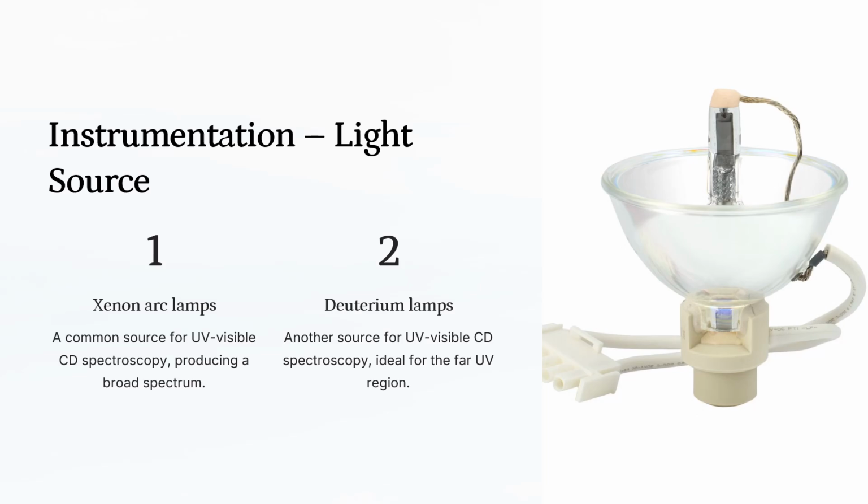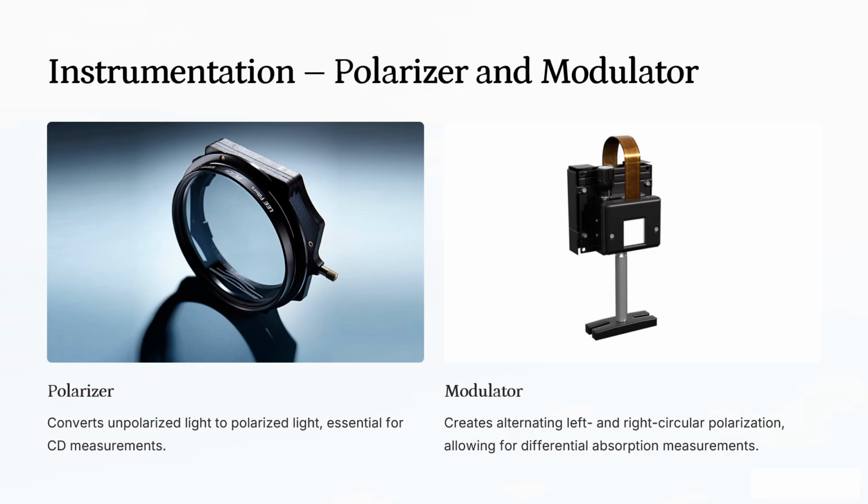See in detail. First is the light source. Now there are two widely used light sources here. First is xenon arc lamps and second are deuterium lamps. Xenon arc lamps are a common source for UV visible CD spectroscopy and they produce a broad spectrum. Second are deuterium lamps, which are another source for UV visible CD spectroscopy and they're ideal for the far UV region. These provide a continuous spectrum of light in both the UV as well as visible range.